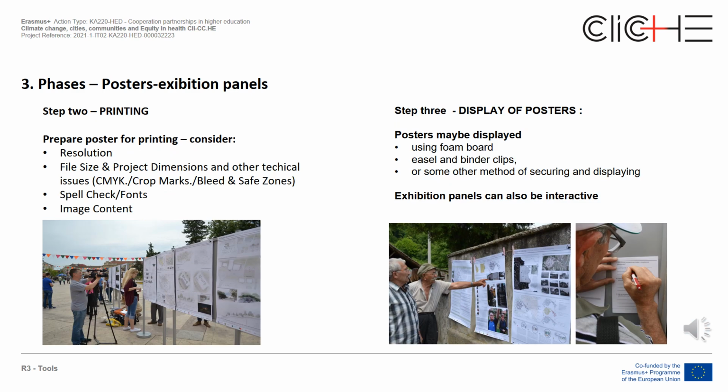Step 2 refers to printing. Preparing a poster for printing relates to considering resolution, file size and project dimensions and other technical issues, spell check and fonts, image content. Step 3 refers to display of posters. Posters may be displayed using foam board, eraser or binder clips, or some other methods of securing and displaying posters. Exhibition panels can also be interactive. In this way, visitors can be engaged in dialogue on the project by adding comments or performing modification to specific items.